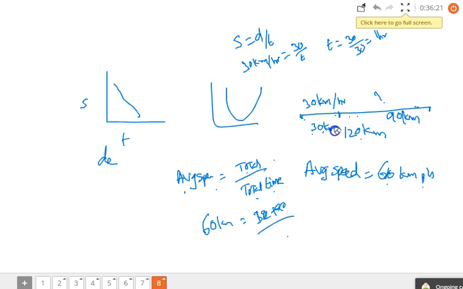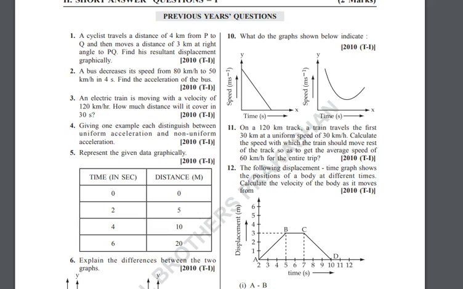If for 30 kilometers the speed is 30 kilometer per hour, for 90 kilometers what is the speed? 90 kilometer per hour. So 30 plus 90 by 2. What can you get? Average speed is 60. 30 plus 90 by 2, 120 by 2, 60, right?